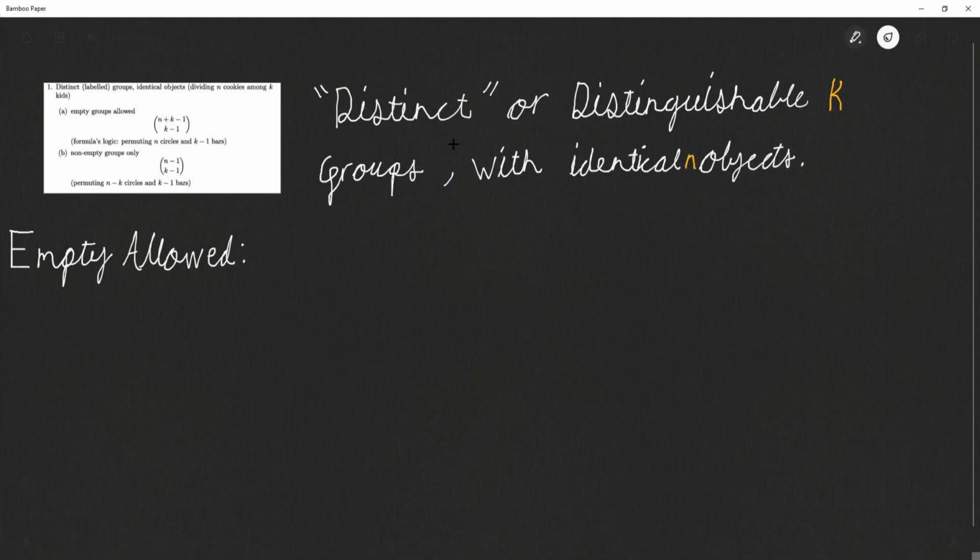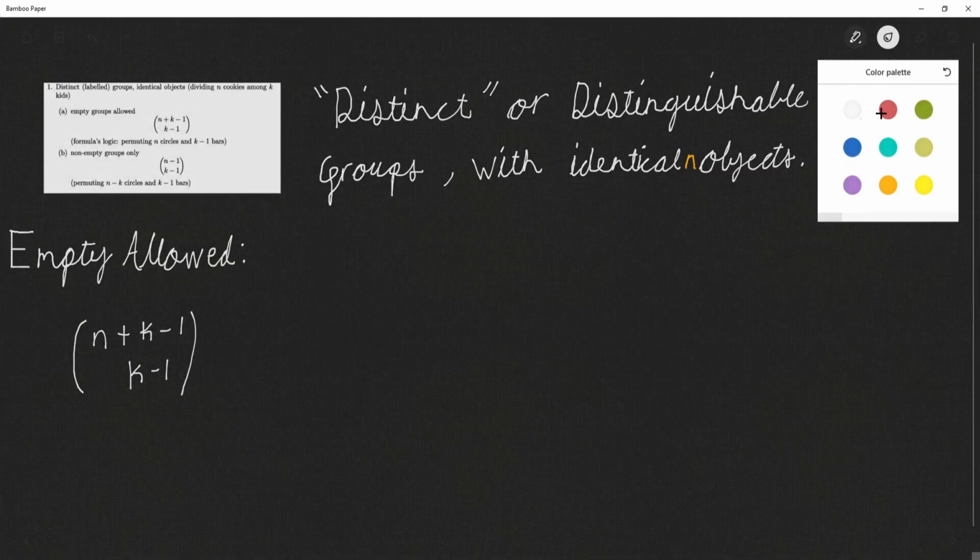So the kids will be different, but if you have cookies in a package, they are identical, you can't really tell them apart. So if empty groups are allowed, the way to find how many different ways you're able to split up these cookies with empty groups is going to be n plus k minus 1, choose k minus 1.